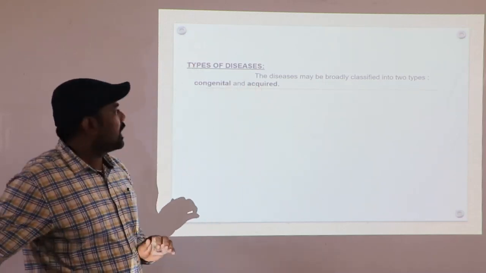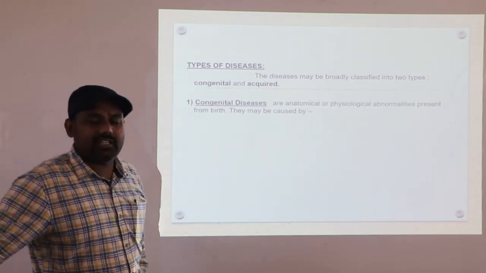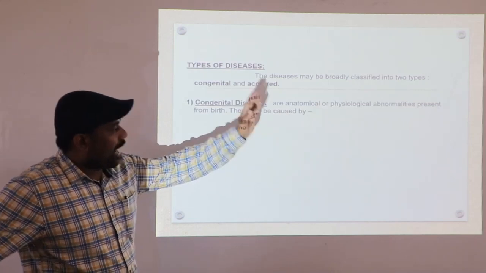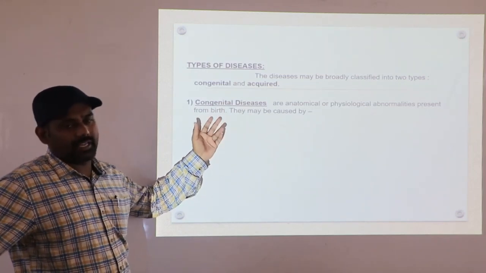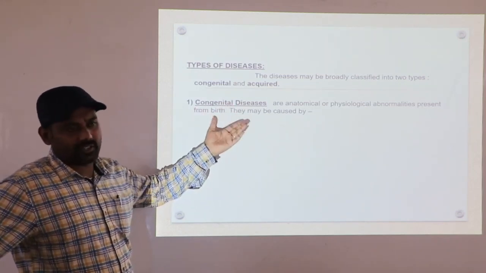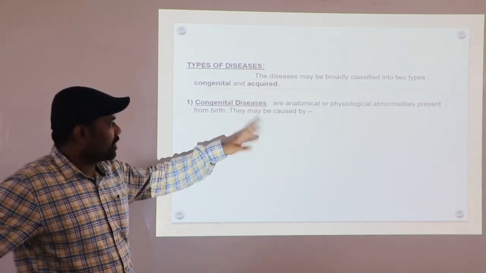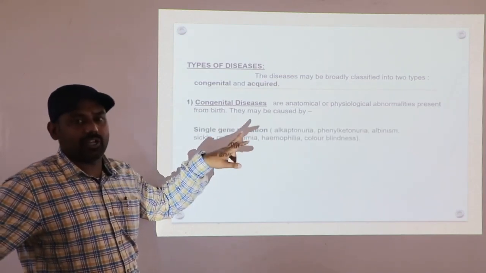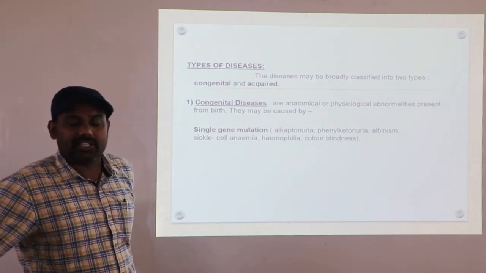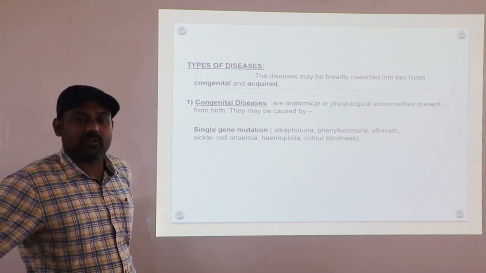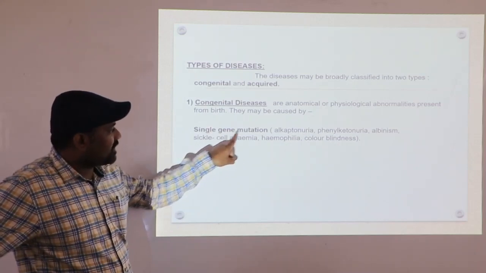So this is a simple definition. Next, congenital disease, also called genetic disorders. These are anatomical or physiological abnormalities present from birth. As I told you, these are kinds of diseases which are present from birth, so called congenital diseases. For example, those caused by single gene mutation. As you know, mutation means a sudden change in the genetic material, a sudden change in the sequence of DNA, a sudden change in the sequence of nucleotide bases. It's called mutation. In that, single gene mutation.